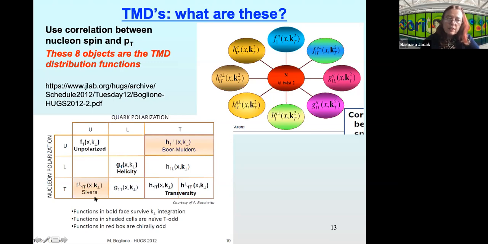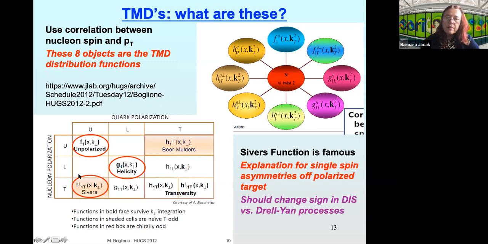Other famous ones of these are the Sivers and the Boer-Mulders functions. The Sivers is something we've heard a lot about. And if you wonder why that function is famous, well, it came up a long time ago as an explanation for observed single spin asymmetries off of polarized targets. Even when those single spin asymmetries were expected to go to zero, they didn't. A recent prediction about this Sivers function for unpolarized quarks in a polarized nucleon is that it should change sign in deep inelastic scattering versus Drell-Yan, and that's something that's being looked for at RHIC in the near future.